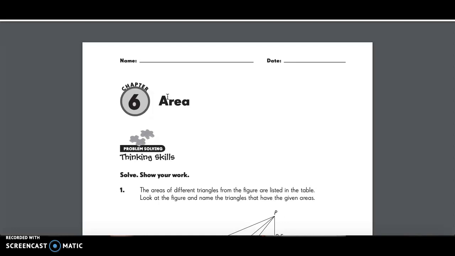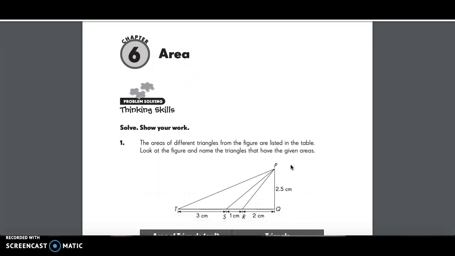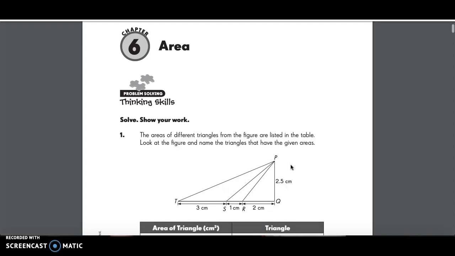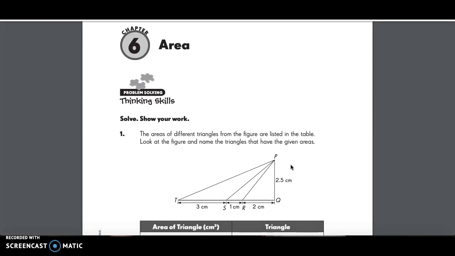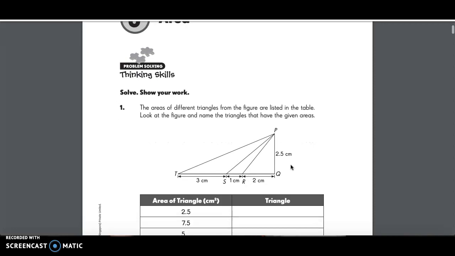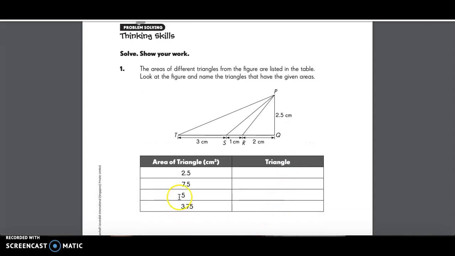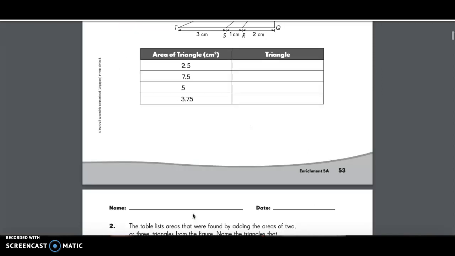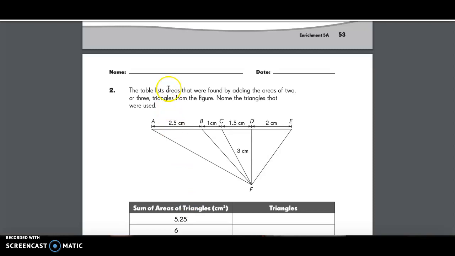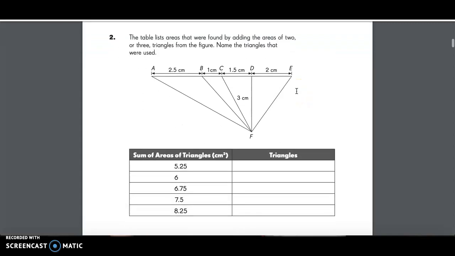This is chapter 6 area. It is all deeper problems about finding area of a triangle or finding the base and the height of the triangle. So here they're giving you the area. You have to say which triangle it is. Number 2, the table lists the areas that were found by adding the areas of 2 or 3 triangles. Name the triangles that were used.